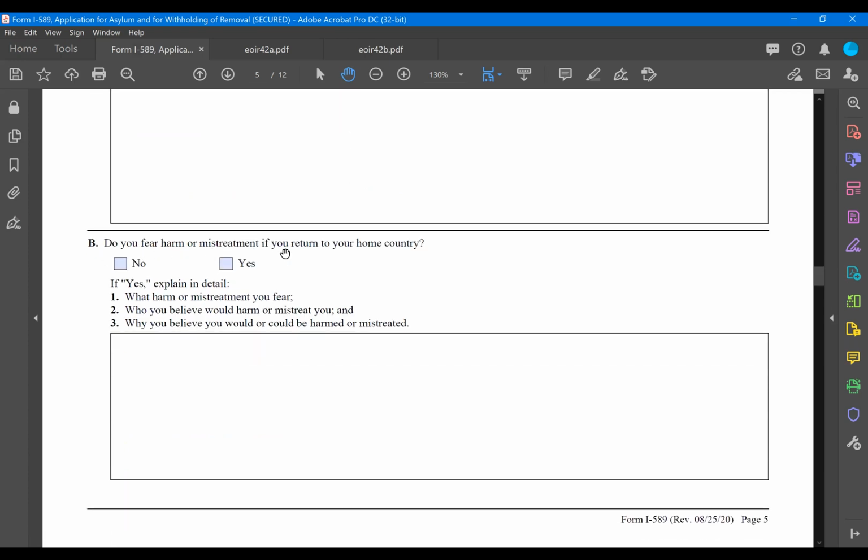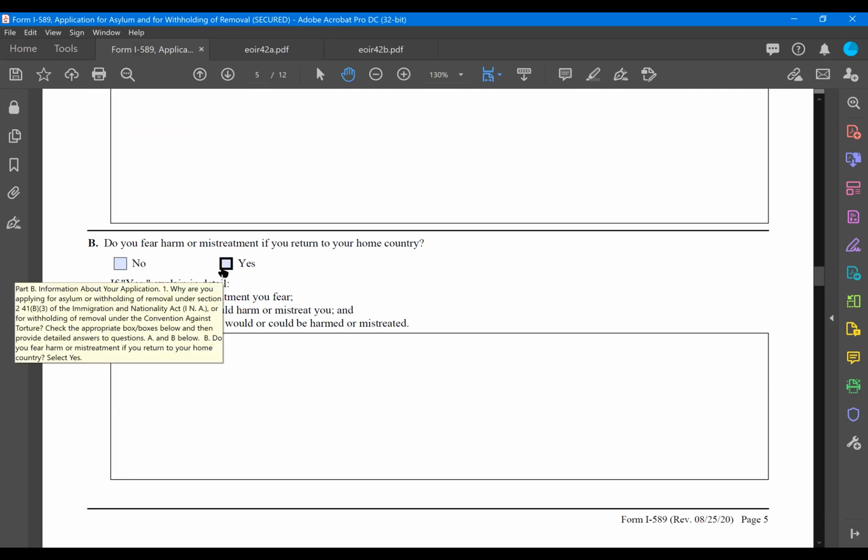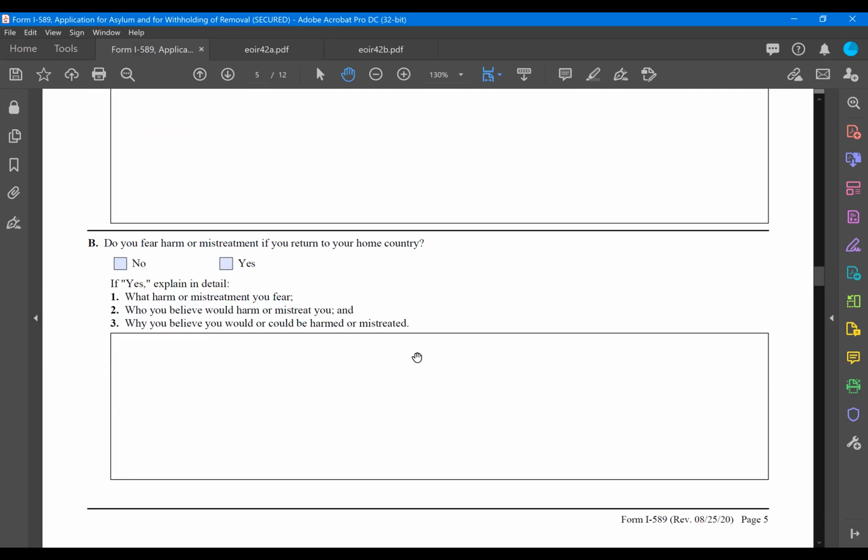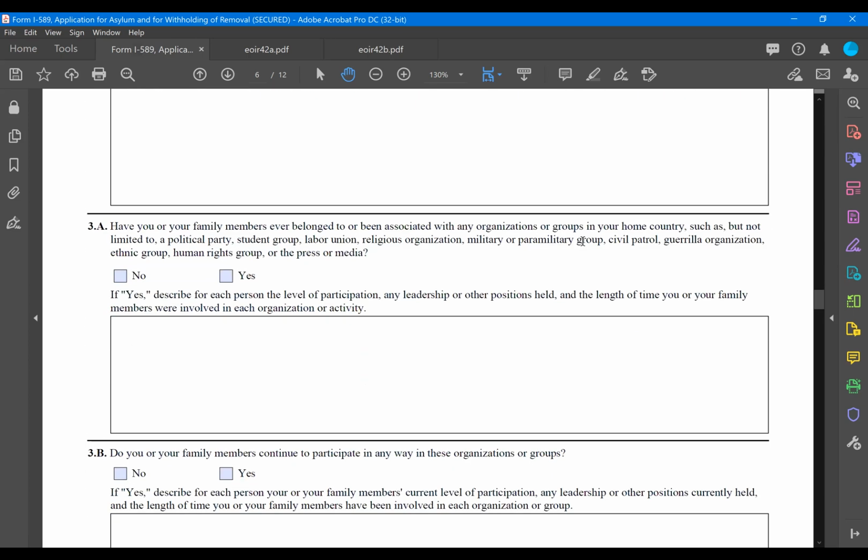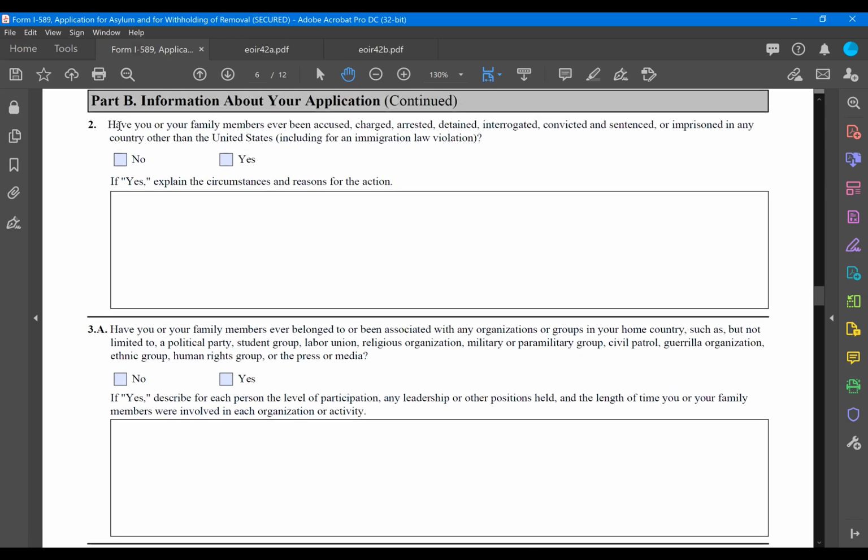Question B, do you fear harm or mistreatment? This is always going to be yes. If the person does not fear harm or mistreatment, why are they applying for asylum? They're not going to win. So that's always going to be a yes. So this asks if the person or their family members have ever been accused, charged, arrested, detained, convicted, imprisoned for in any country other than the United States. So this is not US, but it can be for an immigration law violation. So if they were detained in Mexico for crossing the border illegally by Mexican police, that would be a yes.